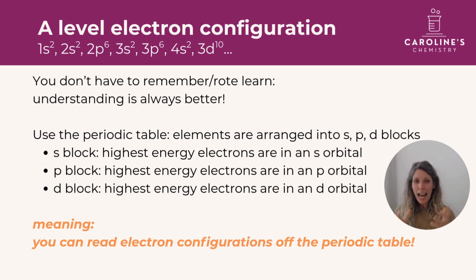So when I say the S block, what I mean is those are a group of elements, all with their highest energy electrons in an S orbital. When I'm saying P block, I'm describing a whole group of elements with the highest energy electrons in a P orbital. And I think we know where this is going. The D block is a group of elements where the highest energy electrons are in a D orbital. Let me show you what that looks like.